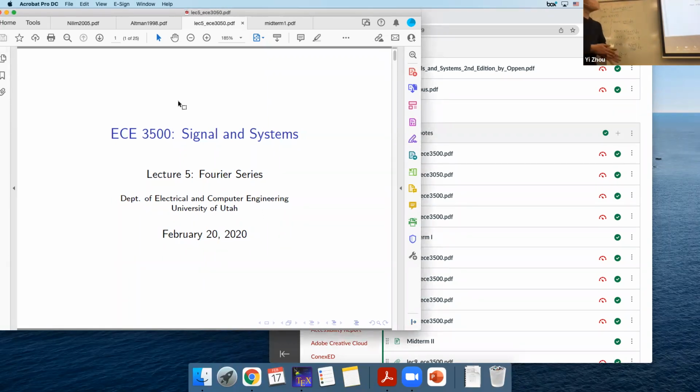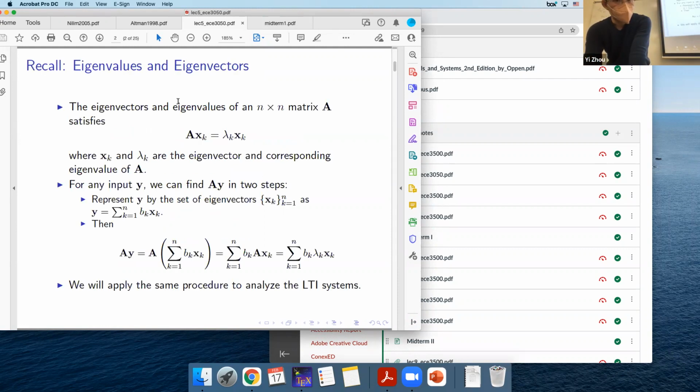Okay, so today we are going to start lecture 5. Here we talk about Fourier series for periodic signals. In the next lecture, we go to the Fourier transform. And this is a recap of some of the concepts that we introduced in the last lecture.